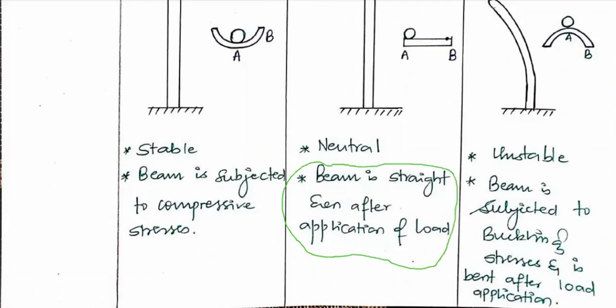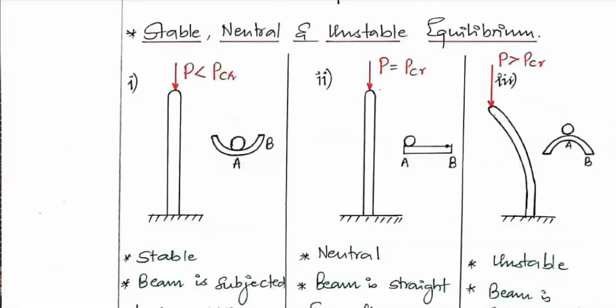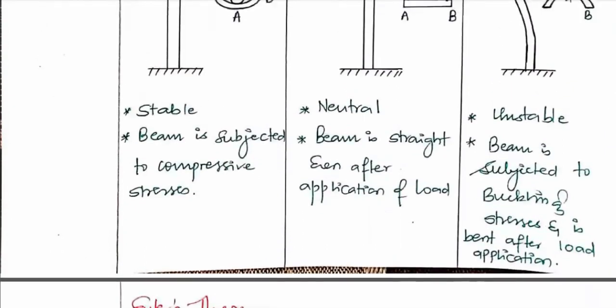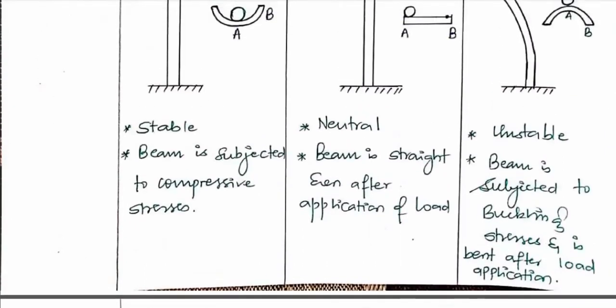And now we'll go to case number 3, that is P is greater than PCR. What happens if P is greater than PCR? If the applied load is greater than PCR, then obviously the beam will bend. That is what I have shown here. The vertical beam or the column has bent. Why has it bent? Because the applied load is greater than the crippling load. So P is greater than PCR, and in that case it is called unstable equilibrium, and the beam is subjected to buckling. The beam is subjected to buckling stresses and is bent after the application of load.